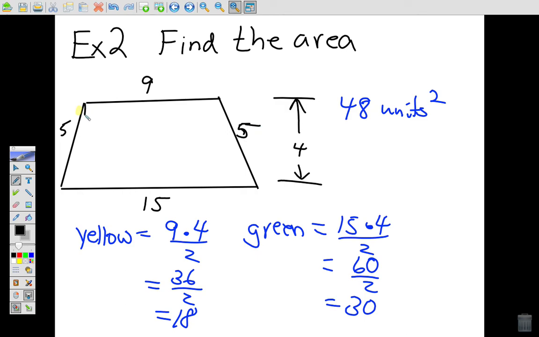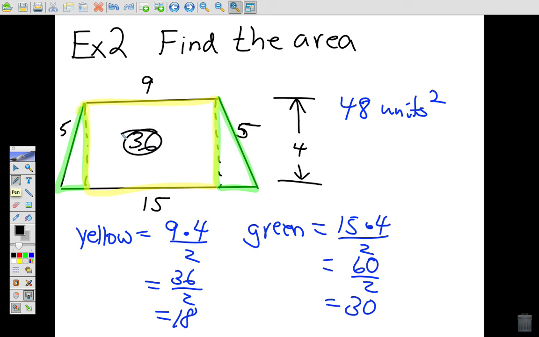Could I have dropped a line straight down, where I have a triangle here, a triangle there, figure out the area of each of those, and then also figure out the rectangle in the middle? Could I have done it that way? And here we do have enough information to do that. What's the dimensions of the rectangle? The rectangle would be 9 by 4, so that's 36.